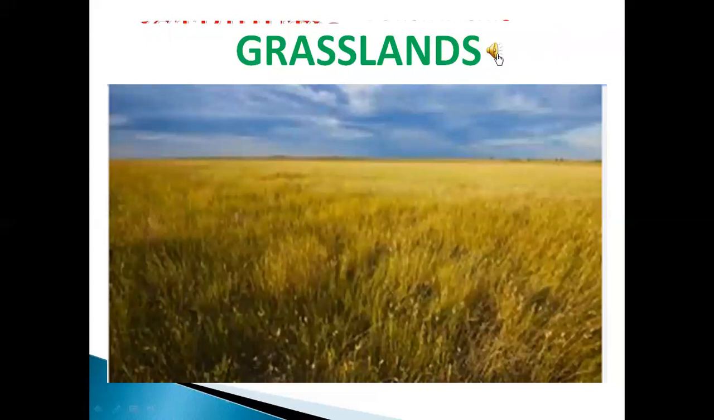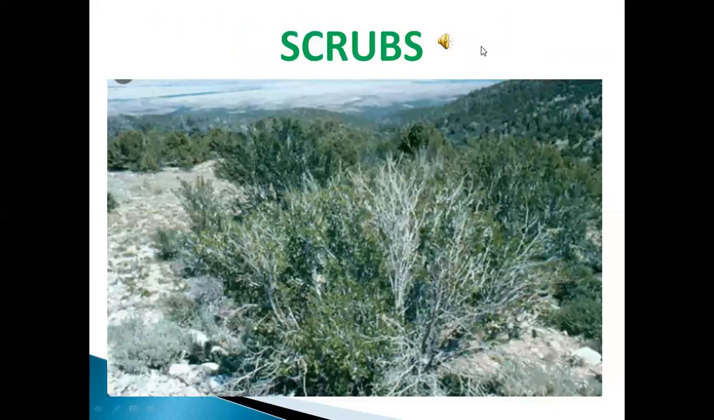As the amount of moisture decreases, the size of trees and their density reduces. In the regions of moderate rainfall, short, stunted trees and grasses grow, forming the grasslands of the world. In dry areas of low rainfall, thorny shrubs and scrubs grow.